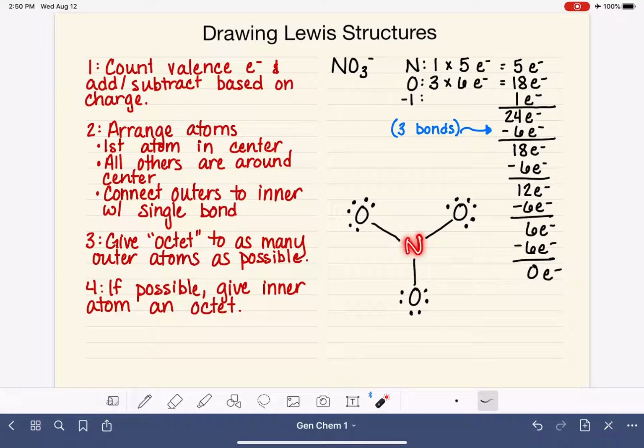Our nitrogen in the center, it only has 1, 2, 3, 4, 5, 6 electrons around it. So it does not have an octet, but we don't have any electrons to give it. If we did have 2 more electrons here, we could go ahead and give that nitrogen 2 electrons and it would be happy.